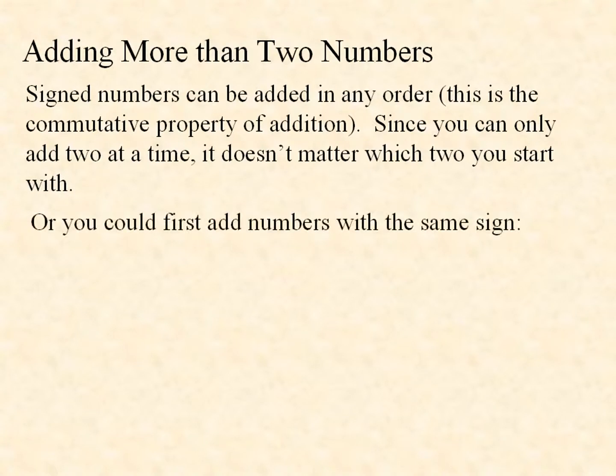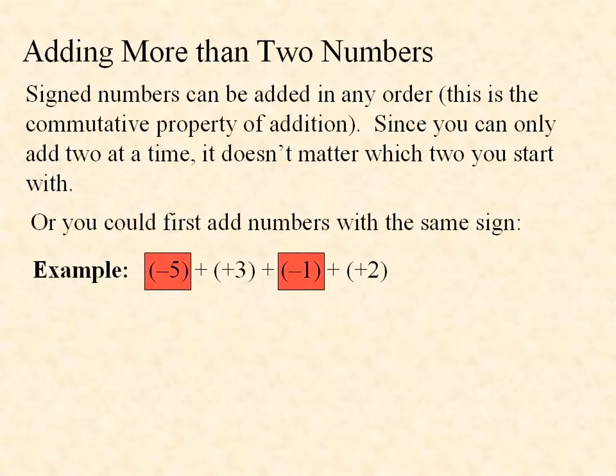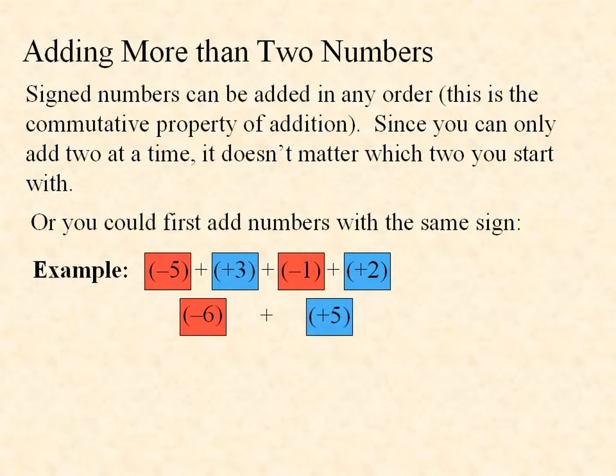Or you could first add the numbers with the same sign. In our previous example, we would add the negative numbers first. That's the negative 5 and the negative 1. They add to negative 6. Two negatives add to a bigger negative. Then we add the positive numbers, 3 and 2. They add to positive 5. Finally, you add the negative 6 and the positive 5, and that gives you negative 1.